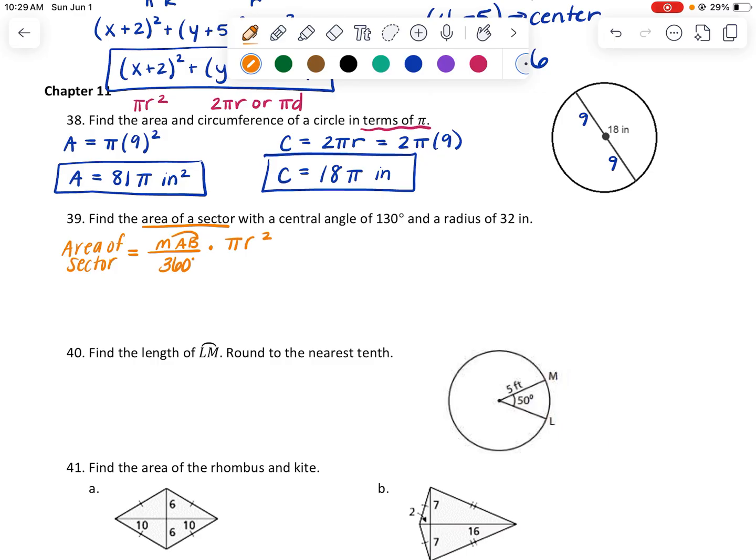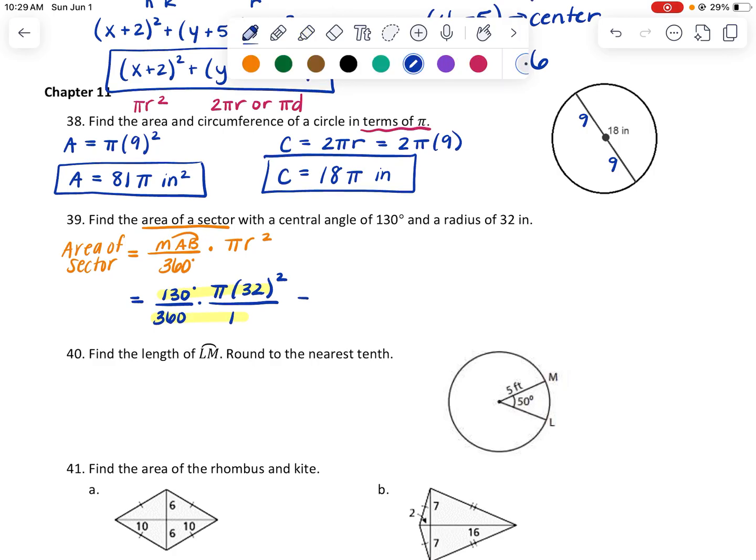Again, we're dealing with area, so that is what we're looking for. And so I'm just going to go ahead and plug in what I know and solve. So I know the angle is 130. I put that over 360. Pi times 32 squared all over 1. And I like to simplify the numerator first and then the denominator straight across.